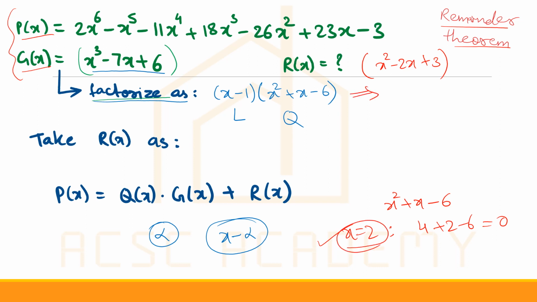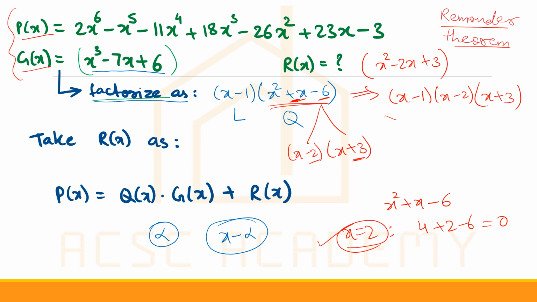So we will write it as x minus 1, x minus 2, and then what will be the third term when we divide this quadratic by x minus 2? This can be factorized into x minus 2 and x plus 3. As you can see, we need the sum to be plus 1 and product to be minus 6, so the terms will be x minus 2 and x plus 3. So this is our factorized g of x.